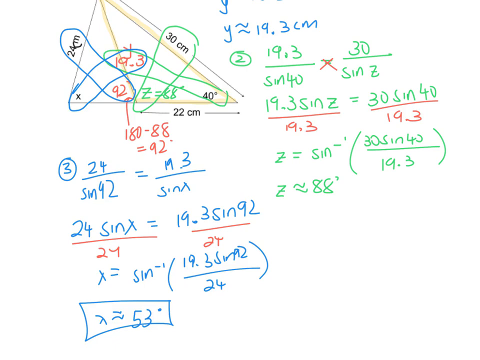All right, so we should have 24 over sine 92 for our full pair equals 19.3 over sine X. Then you can cross multiply and divide out the 24. So ultimately you're taking the sine inverse of 19.3 sine 92 over 24. And hopefully you got 53 degrees for that angle.